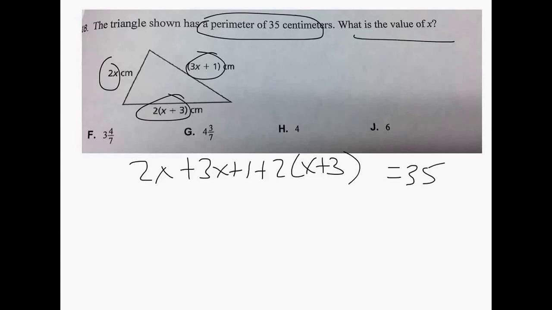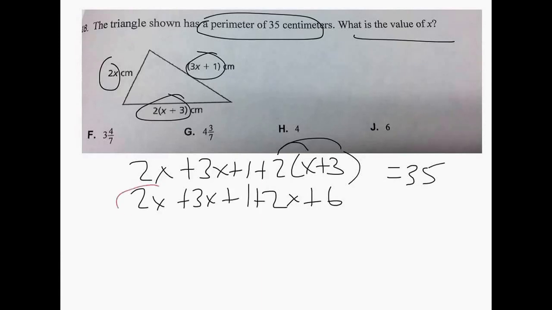So the first thing I see is some double rainbow here, some distributive property. So that's 2x plus 6, and then bring down everything else. Then I'm going to combine my like terms. I see a 2x, a 3x, and another 2x. So that's 2, 5, 7x. And then I see a plus 1 and a plus 6, so that is 7. Bring down the equals 35.